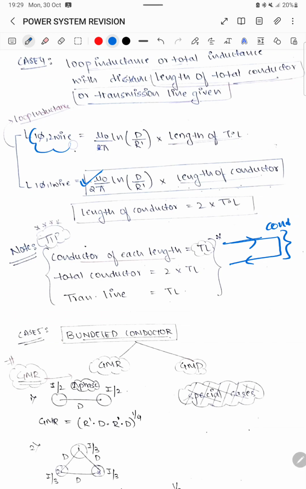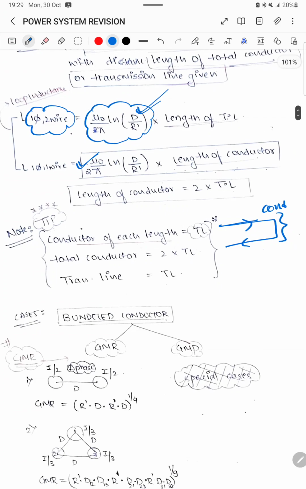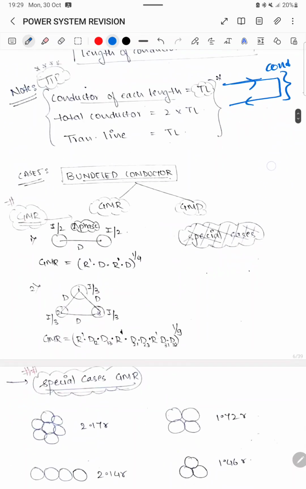So basically what is the point? If you are already using the single phase 2 wire formula, you need to add only one length. If you are using single phase single wire, you need to add double the length, because you need to cover incoming and outgoing both. If you are calculating it for 2 wire, you have already done the factor of 2, right? While calculating itself, twice is done. So here only the length of the transmission line would suffice. Okay.